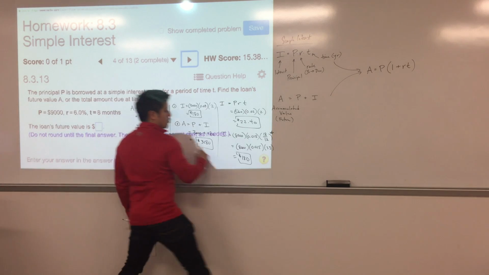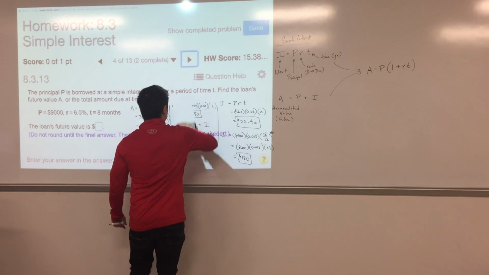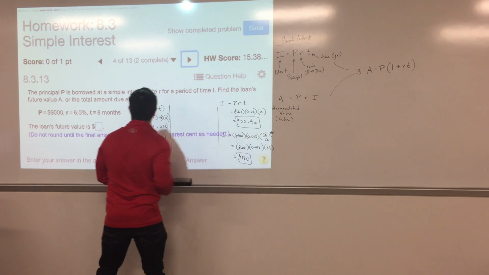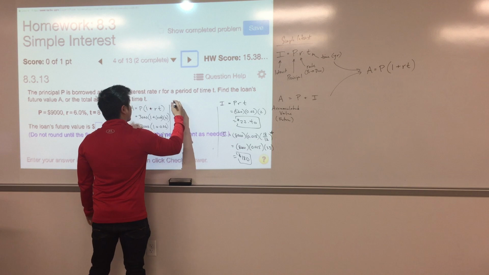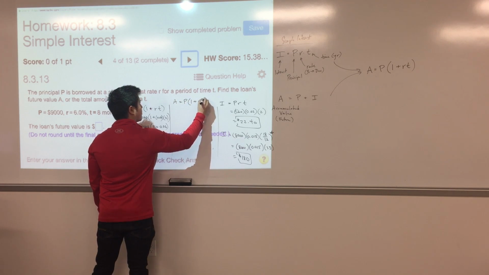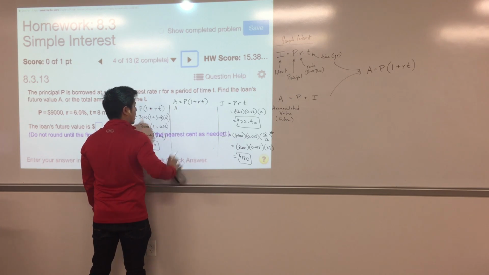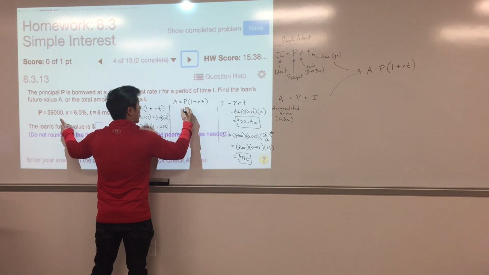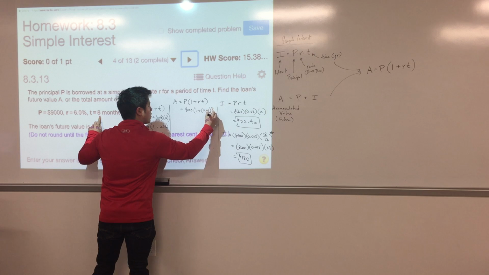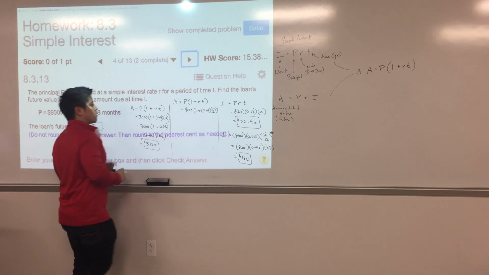I'm going to write it in the middle here, because I like that this one's right here as a little hint. So A equals P times 1 plus RT. Your future value, A, is based on 9,000 times 1 plus your rate, 0.06, times your time, 8 over 12. All right?